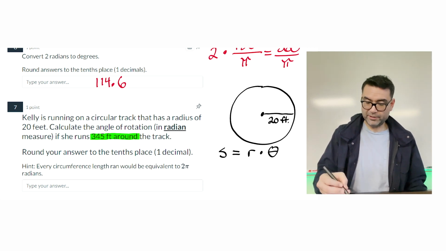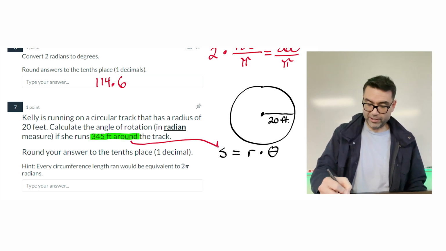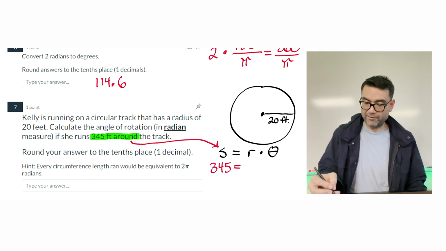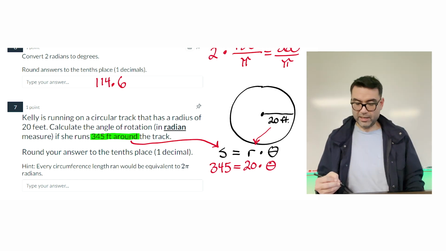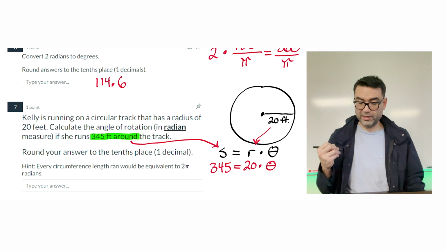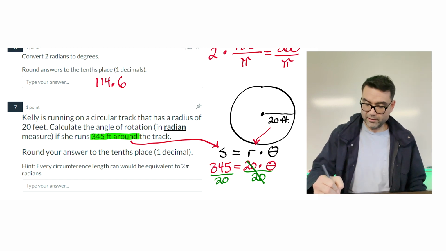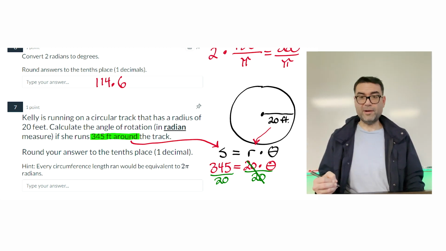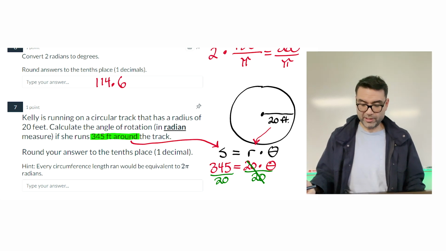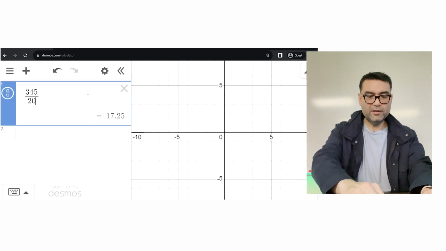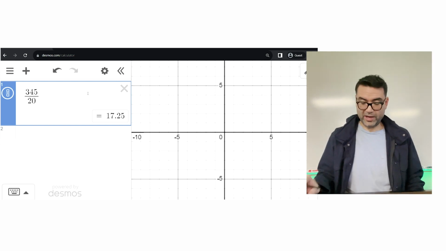So let's see here. S equals the arc length, which is how far around she ran. So that would be 345. And that equals my radius, 20, times theta. And if we do 345 divided by 20, dividing both sides by 20, that'll be our radian measure, because the arc length formula is already in radian. So 345 divided by 20 should be the answer. So the answer is 17.25 radians.